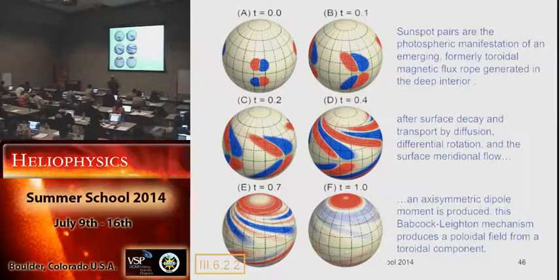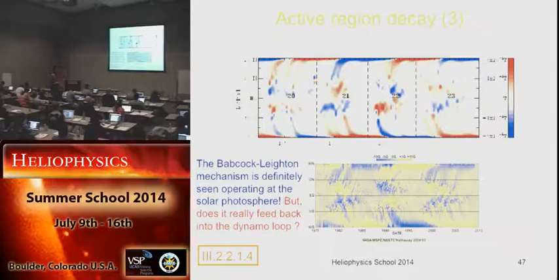That's a surface simulation of this process. This is supposed to be positive and negative magnetic fields, so this is a pair of sunspots. We let this be carried by surface differential rotation, meridional flow, and diffusion. So the stuff diffuses away, wraps around, and slowly but surely you build up a large-scale dipole moment. And if you take observed sunspot emergences and put them in a model like that, you can produce synoptic surface magnetograms that look an awful lot like what you see.